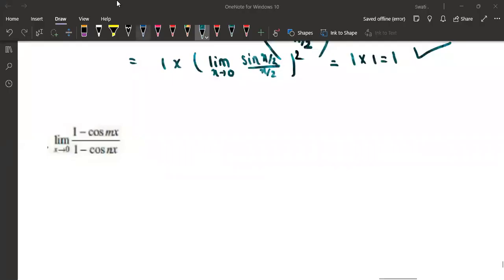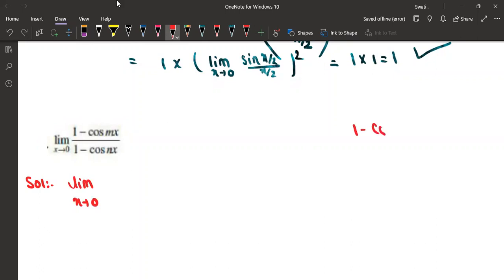So this is our next question. We need to simplify limit x tends to 0, 1 minus cos mx upon 1 minus cos nx. This is exactly similar to the previous question, not very different, because the formula is the same. So this is limit x tends to 0, I'll write it down as it is.